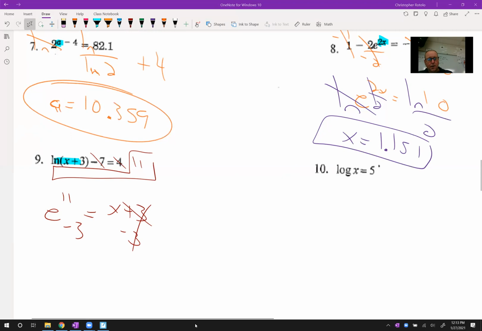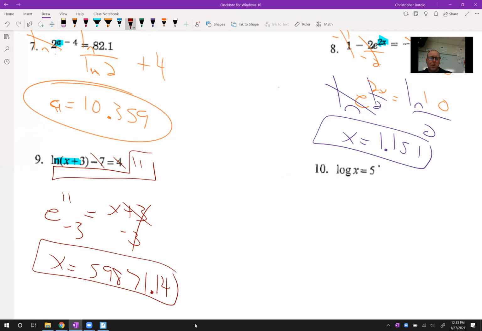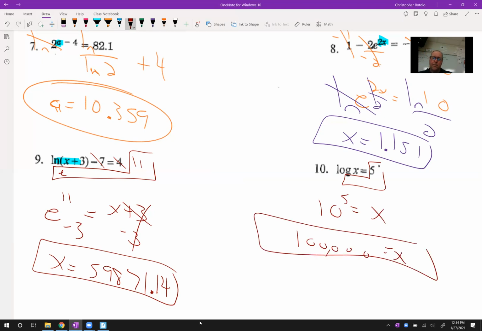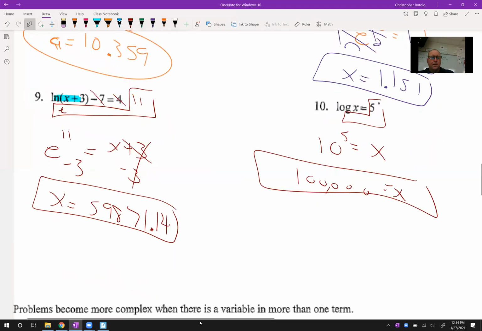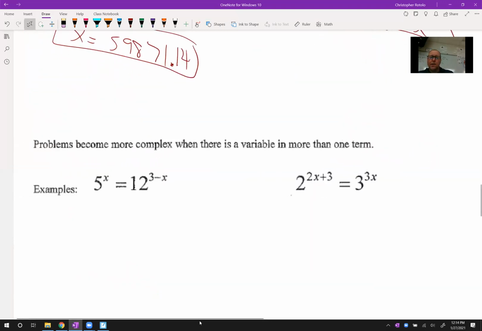So here we go. X should be somewhere around 5,980. Oh, no, I'm sorry, 59,871.14. I'm going to break my rule and go to 2 decimal points because this one is rather large. Remember, the natural log, the base was e. When there is no base, this is common logarithm. So this is 10 to the 5th power equals x. 2, 3, 4, 5. All right, so that's 100,000. We don't need a calculator for that at all. And we'll be okay. All right, so working both of those 2 different ways.